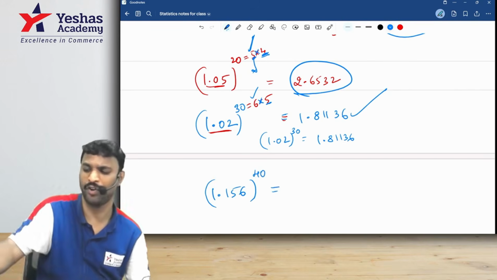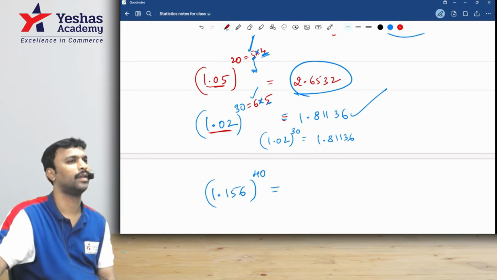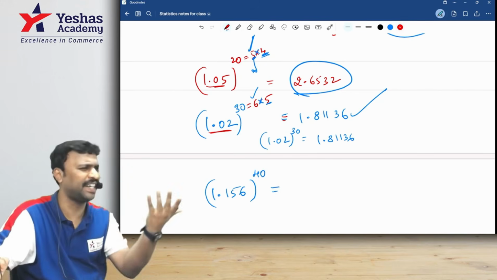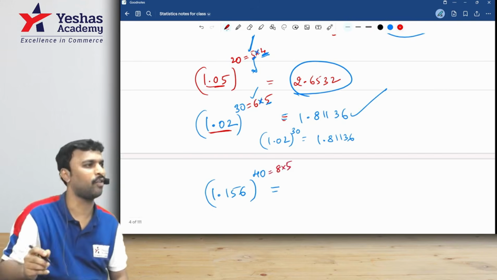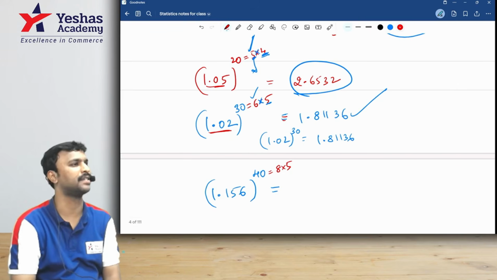Tell me, how do you split 40? 8 fives are, or 10 fours are, also you can do, but which one is easier? I want you to do this. Get me the answer.